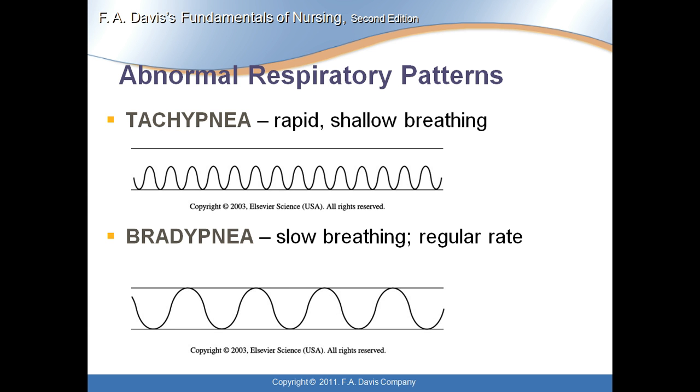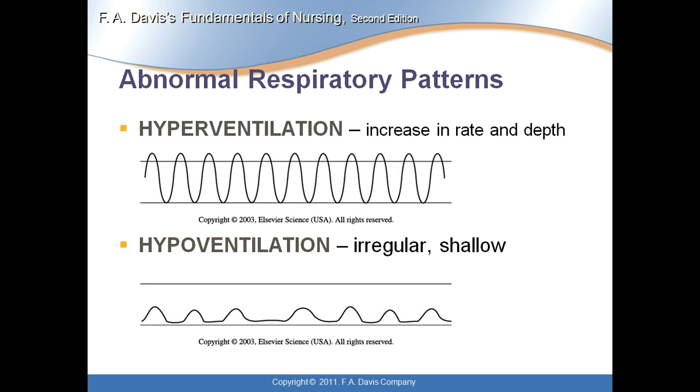So tachypnea is rapid, shallow breathing. This is you breathing in and out very quickly. And bradypnea is the opposite. You're just taking slower breaths at a regular rate. Hyperventilation is inhaling and exhaling deeper but faster. And hypoventilation is not taking deep breaths or exhaling deep enough and also being very slow. So it's irregular and shallow.